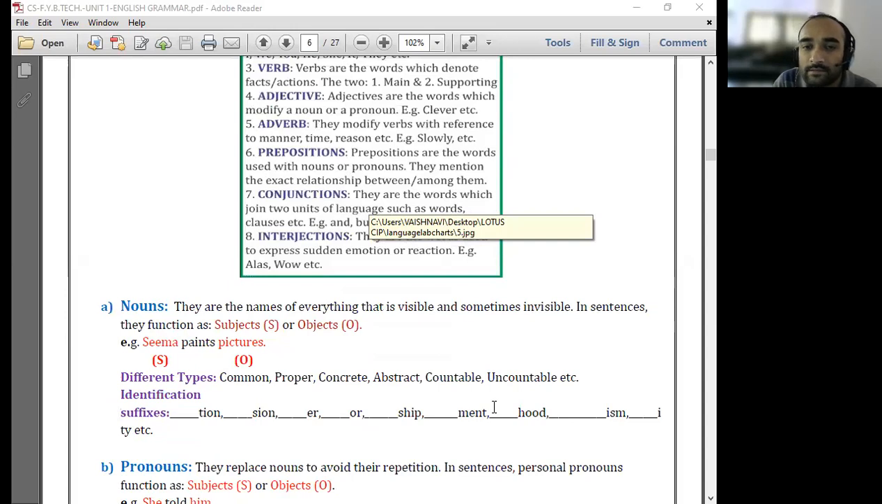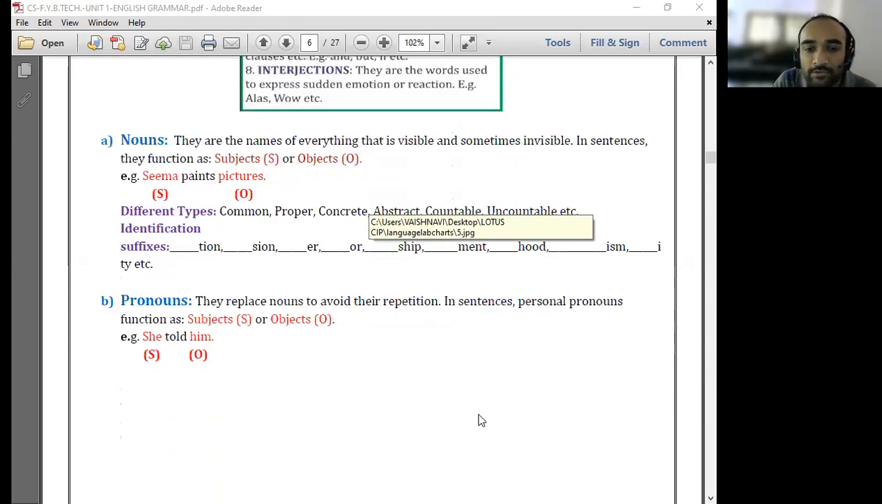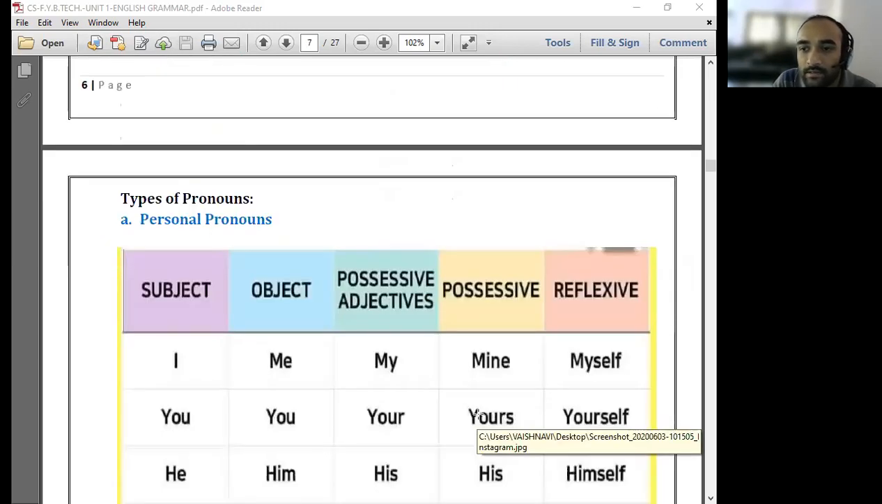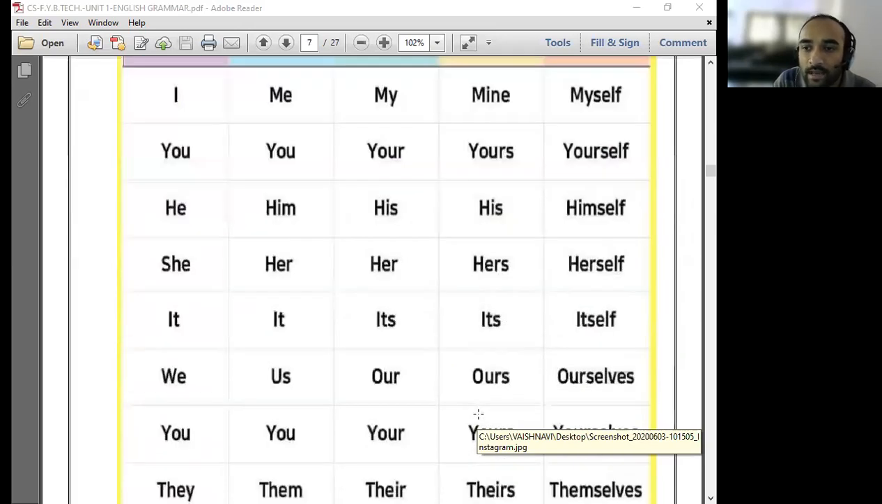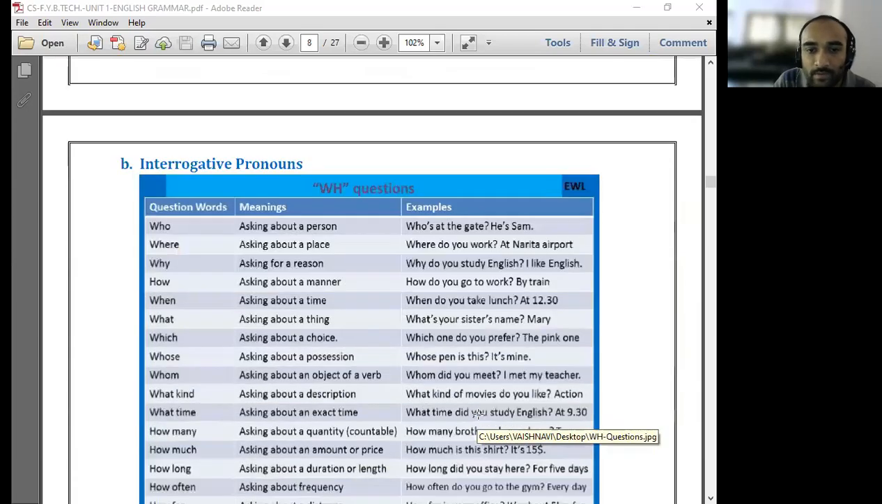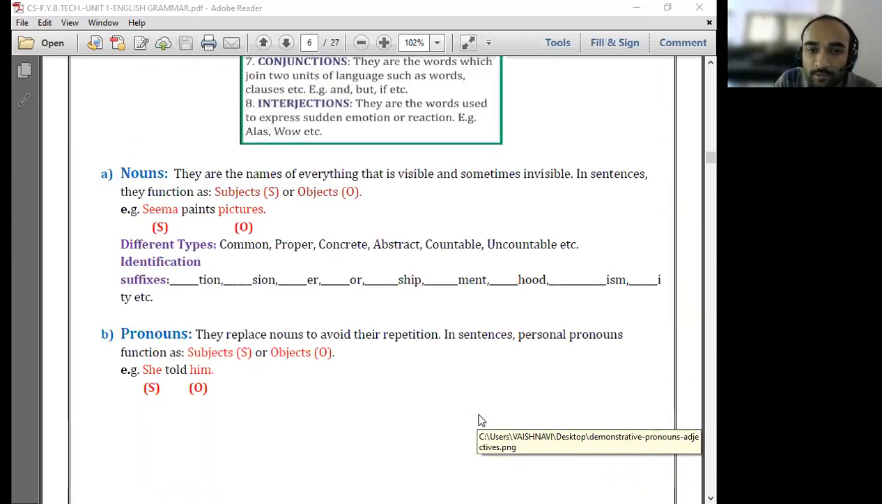Then the third one is the verb. Verbs are the words, we have discussed that, which denote facts or reality. Okay, then possession or ownership, and they also denote action. Okay, in the pronouns, we have seen the different types of pronouns. Okay, I will just revise that.